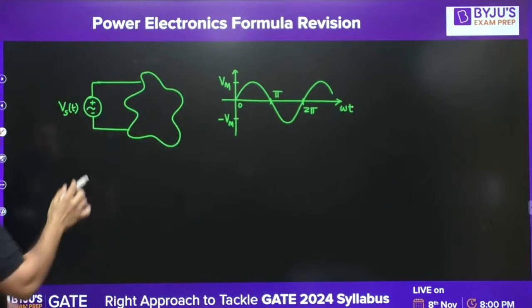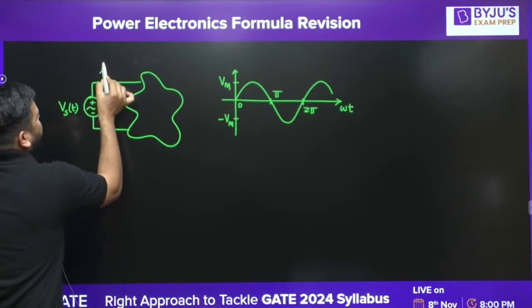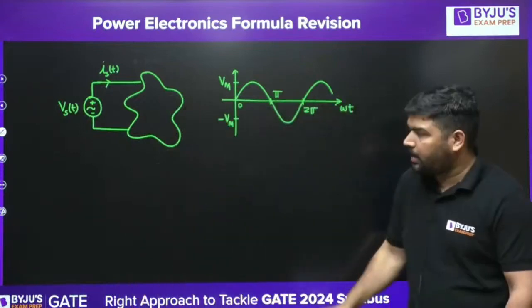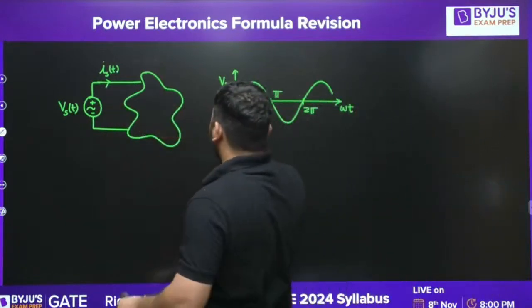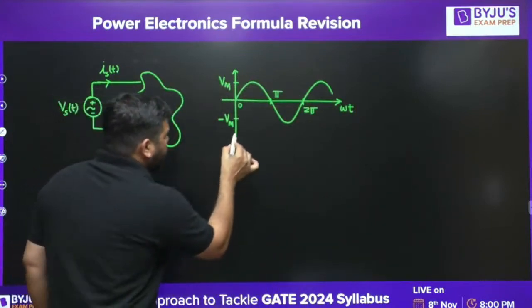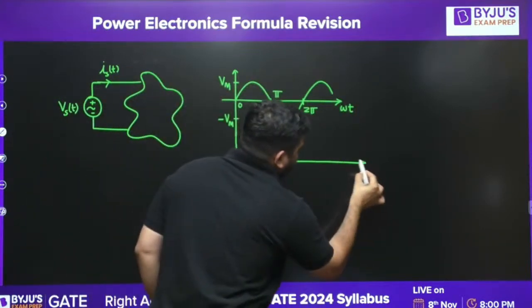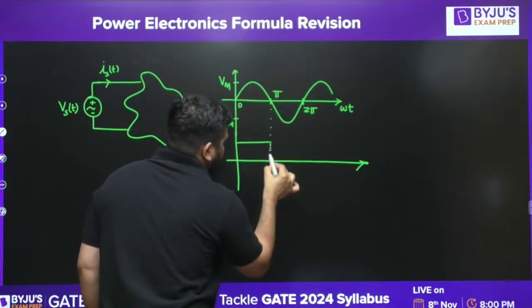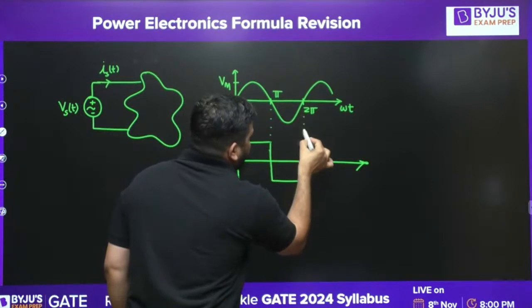Now, let's say the current has harmonics. VST is a pure sine wave signal, and the current IST has harmonics. Let's say the current is a square wave. Let's say the current is something like that. It's a square wave. Current is a square wave.